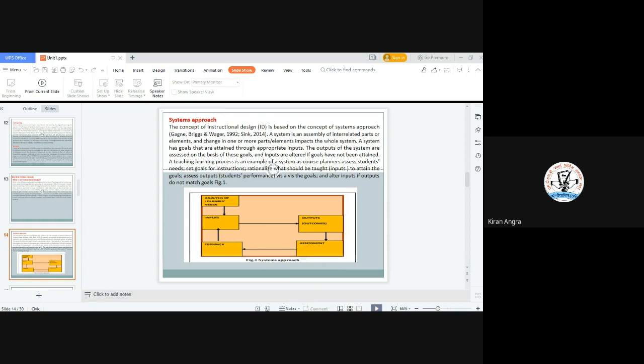So these are the categories the Commonwealth has classified in this way in ABC, which involves all the three approaches. Now the question comes, what are the benefits of designing the instructions? Why do we think of designing it?